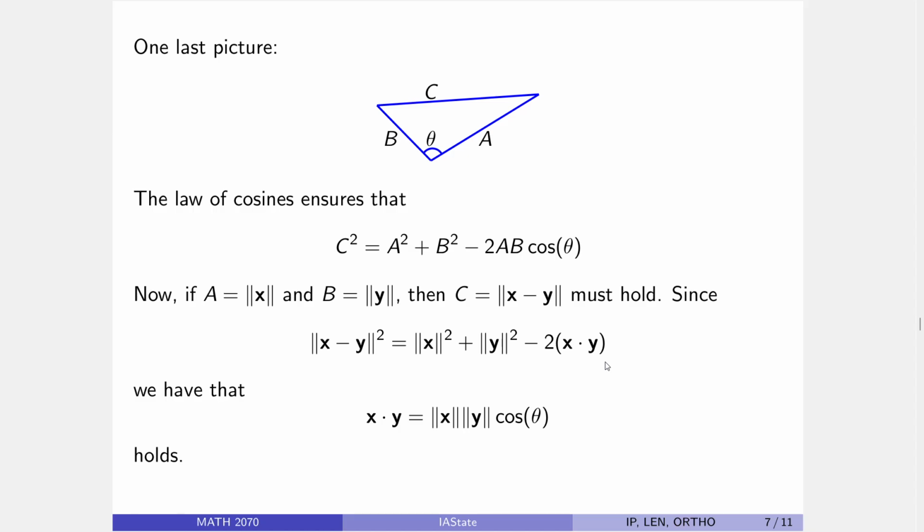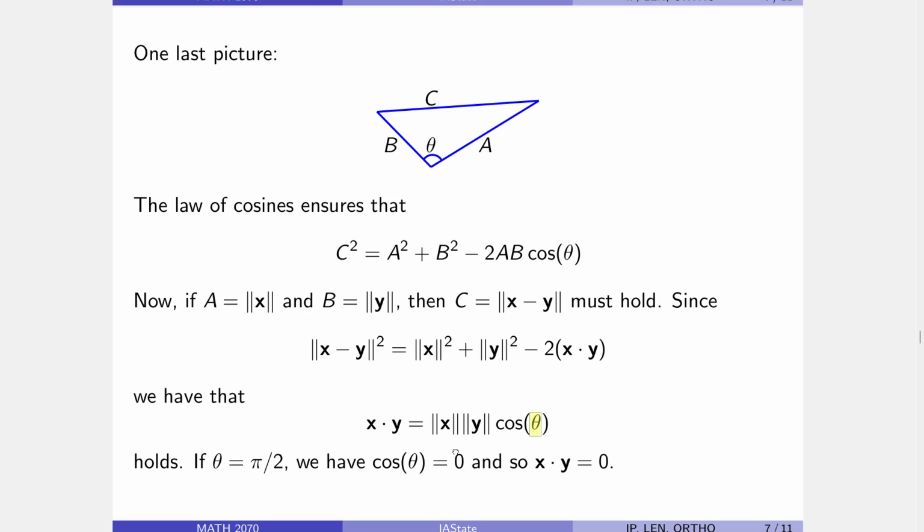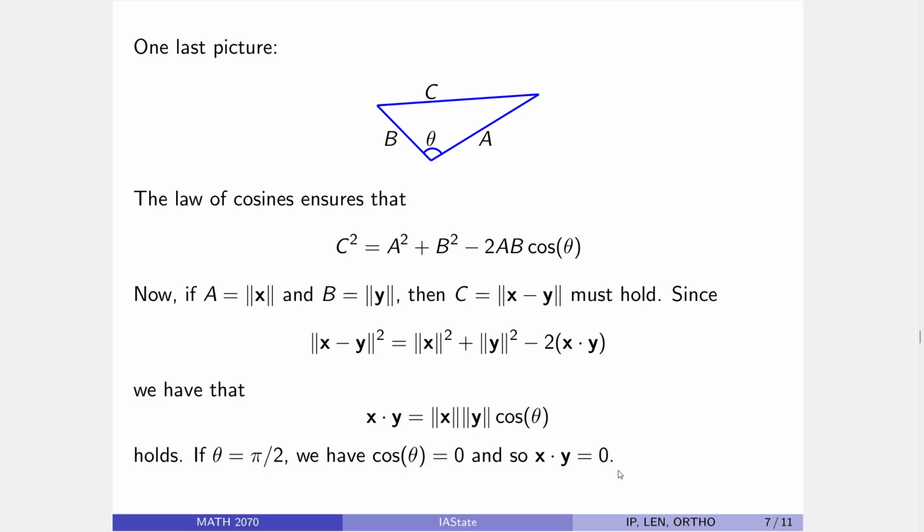Now, note something. If we were in the Pythagorean case, where the angle was a right angle, pi over 2, the cosine is a big fat 0, which means, hey, look at that, the dot product is equal to 0 when I have a right angle, when my x and my y are perpendicular to each other.